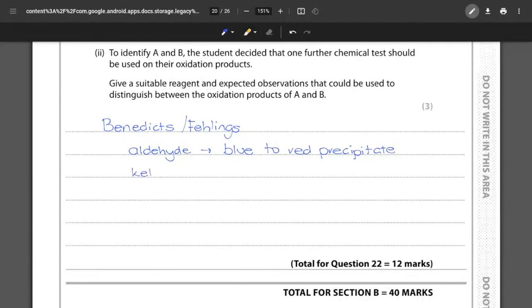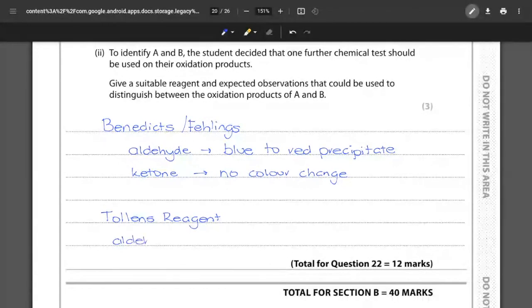Whereas with a ketone, we get no further oxidation because these are oxidation substances that will allow you to then go to the next step in oxidation. And our ketone therefore cannot, and we get no colour change. The alternative answer is using Tollens' reagent, a slightly more unusual oxidizing agent, but does still give you a result that can distinguish between the two.